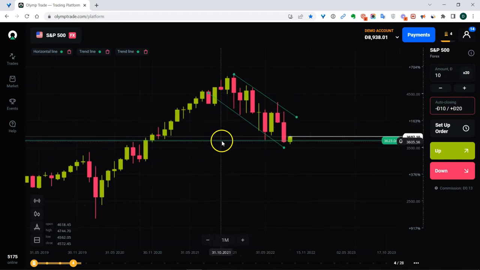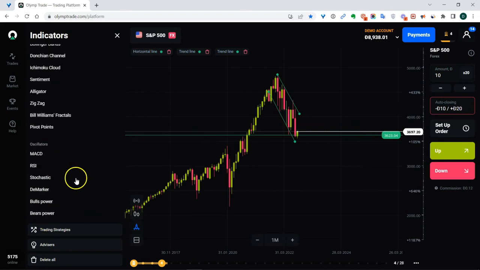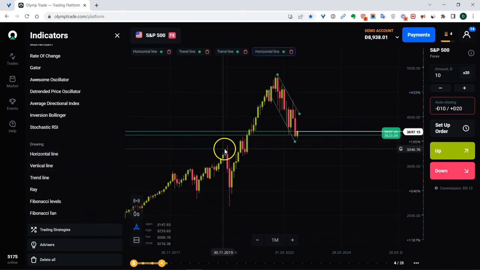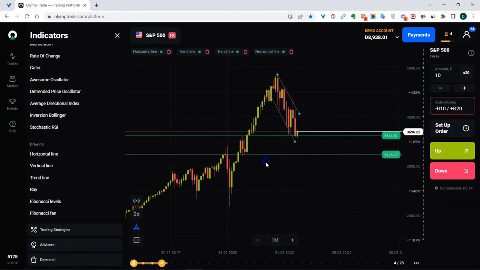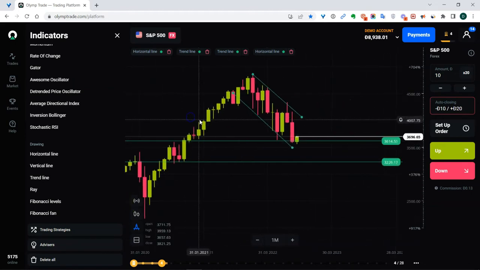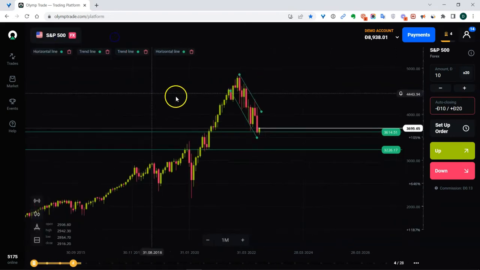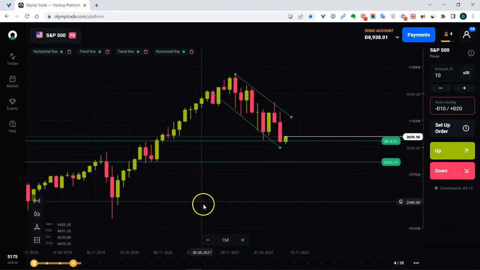Each candle is 1 month, and the next place that I'll be looking for the market to reach is, so here's that initial level, and the next level will be down here. So let's have a look now a little bit deeper. We've got the monthly here.